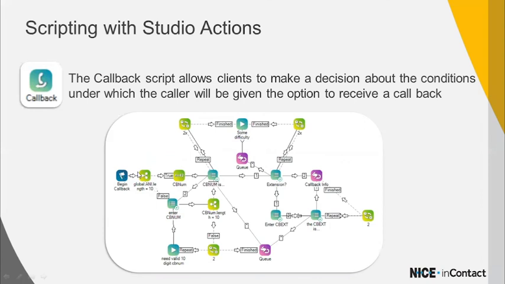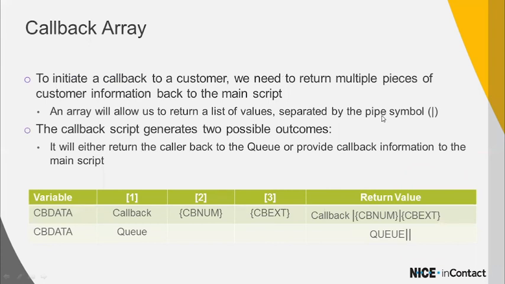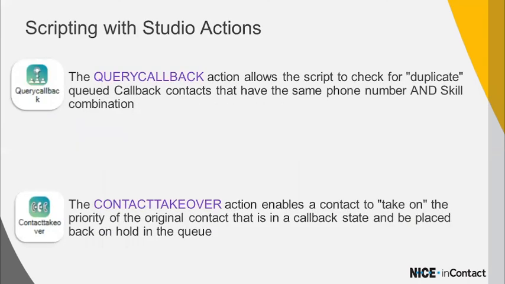So begin callback: the script has come here. It's going to check the ANI and do some calculation in the backend, and then it's going to place a call. This tells us how we can achieve this by using the callback option. This is the type of array that we can use with the callback option: call data, callback call num, call exit. It also gives us a callback query and contact takeover.